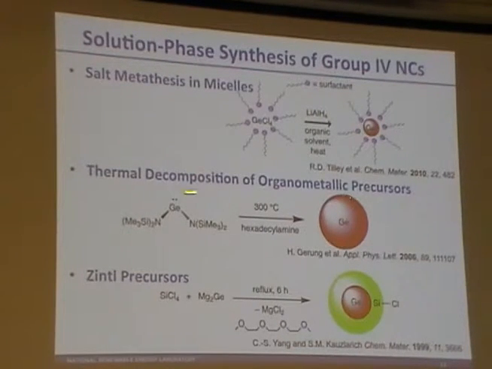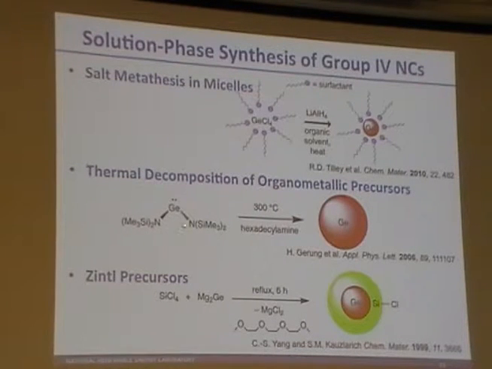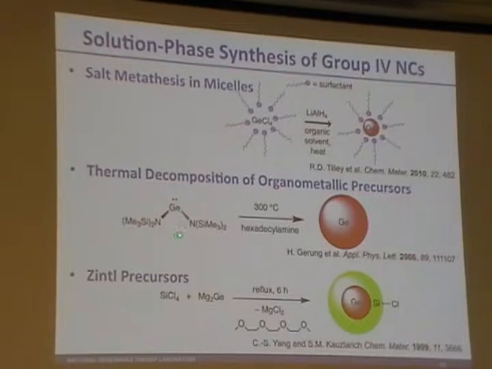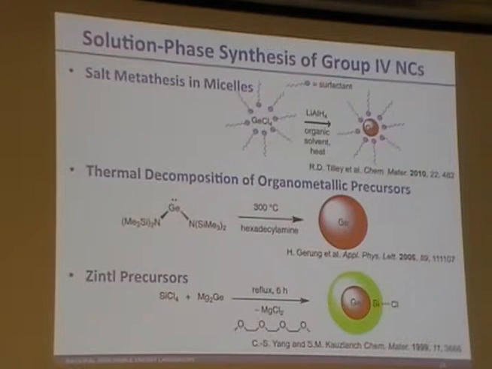There's also some other preps that do work out there, such as this one here, where you take a germanium-2 complex, and this will be very similar actually to some of the chemistry that I'll be talking about in a little bit that we've developed at NREL. So you can see this is germanium diamide here. You reduce this at 300 degrees and you get your germanium nanoparticle. We also can use silicon tetrachloride and Zintl precursors. This is this magnesium germicide here, and you eliminate magnesium chloride, and you can form actually core shell structures in this case.